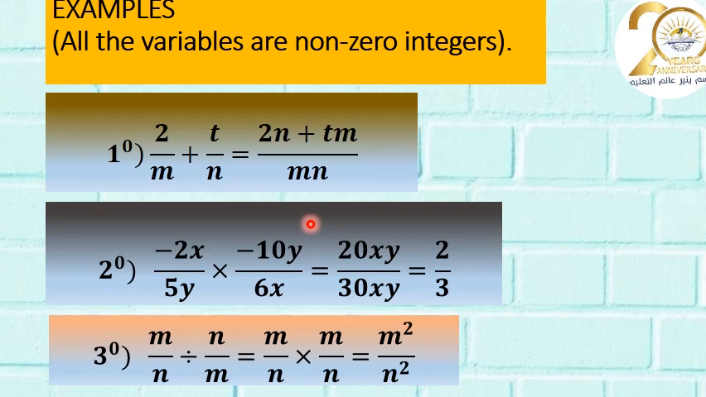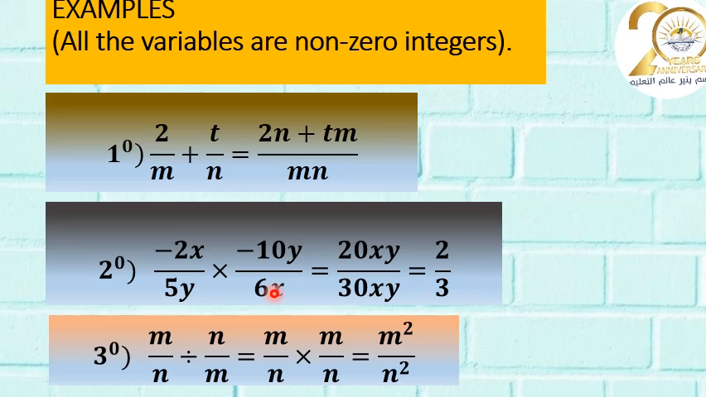Another example, we can have a look. 2 over m plus t over n is equal, after operating and unifying the denominator, to 2n plus tm, all of it divided by mn. Here, the second one, we have to multiply these two fractions. So we simply multiply the two numerators together. We don't forget to multiply the signs as well. Minus times minus equals plus. And we also multiply the two denominators together.